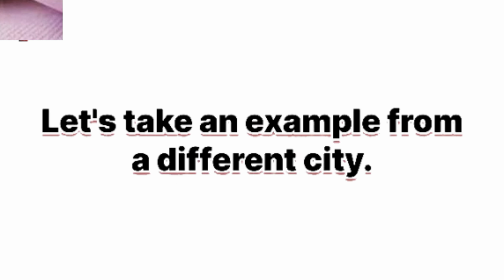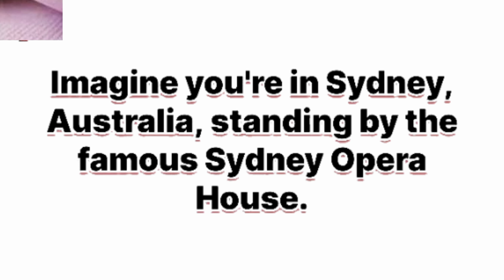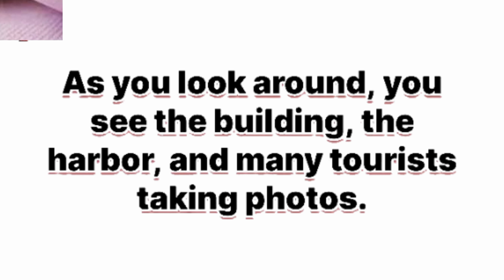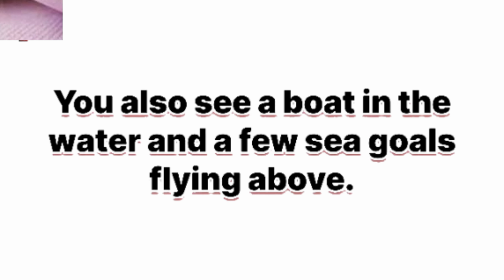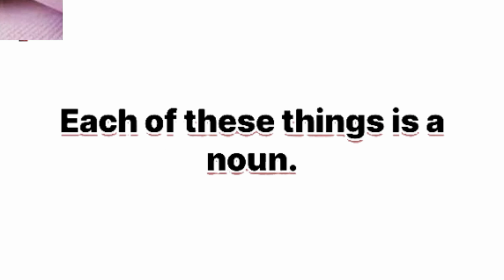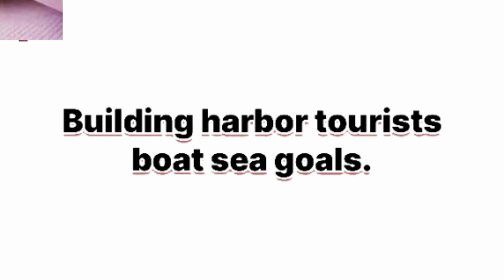Let's take an example from a different city. Imagine you're in Sydney, Australia, standing by the famous Sydney Opera House. As you look around, you see the building, the harbor, and many tourists taking photos. You also see a boat in the water and a few seagulls flying above. Each of these things is a noun. Building, harbor, tourists, boat, seagulls.